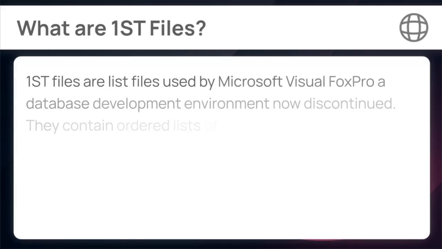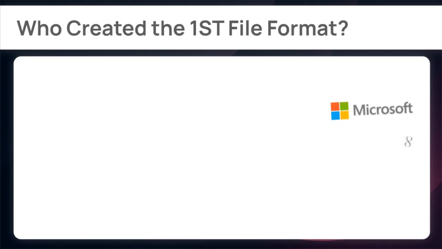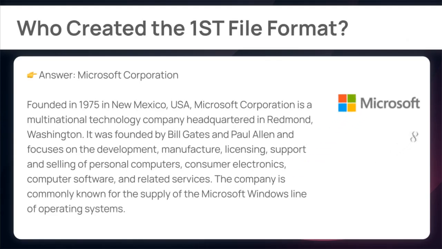Want.st files are list files used by Microsoft Visual FoxPro, a database development environment now discontinued. They contain ordered lists of project items, documentation references, or wizard-generated content used by Visual FoxPro's documenting wizard to organize and produce project documentation for FoxPro applications.